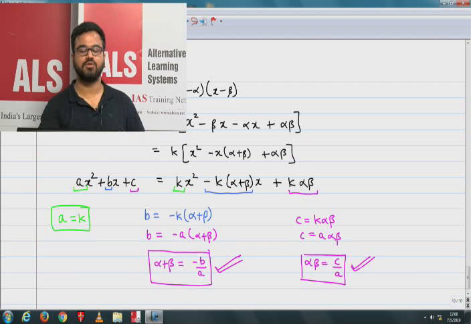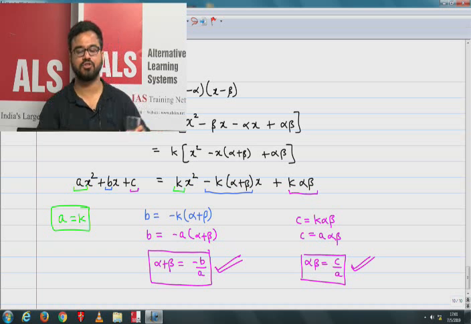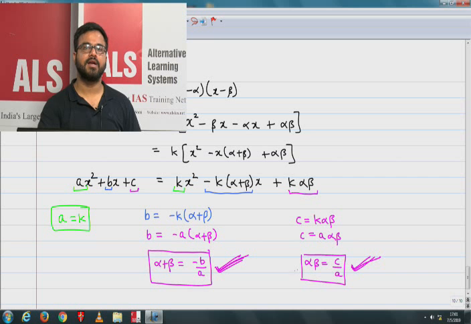Sum of zeros, alpha plus beta, is equal to minus b by a, and alpha into beta is equal to c by a. This is called the relationship between the zeros. Zeros are alpha and beta, and the coefficients are a, b, c. This is the relationship between them. So you have to remember these two points in the end. Alpha plus beta is minus b by a, and alpha into beta is equal to c by a. These two things you have to keep in mind.